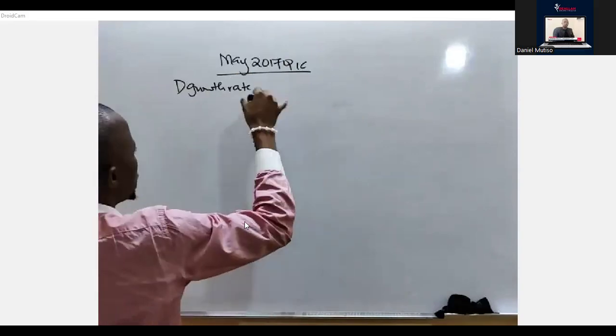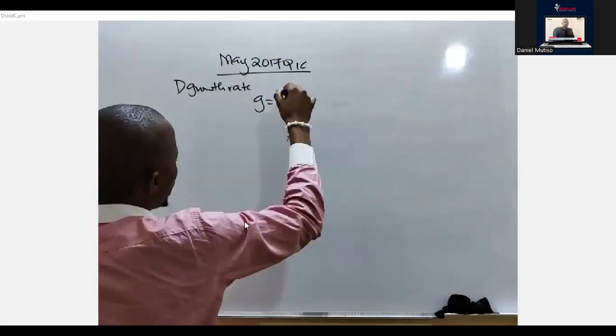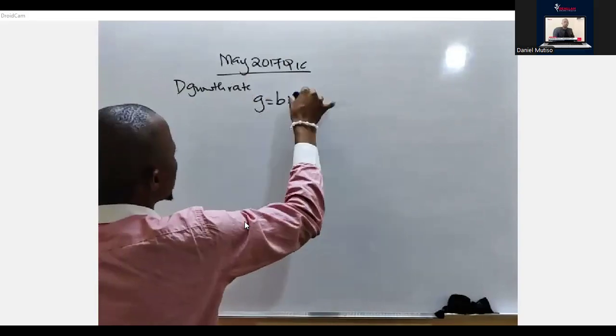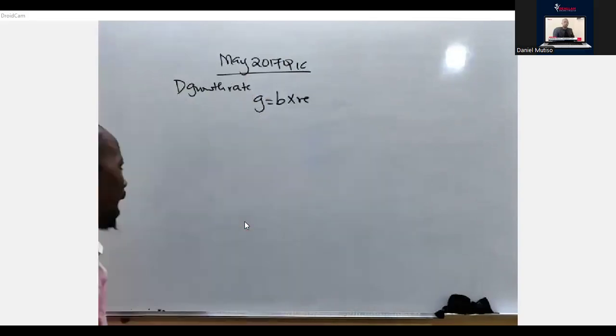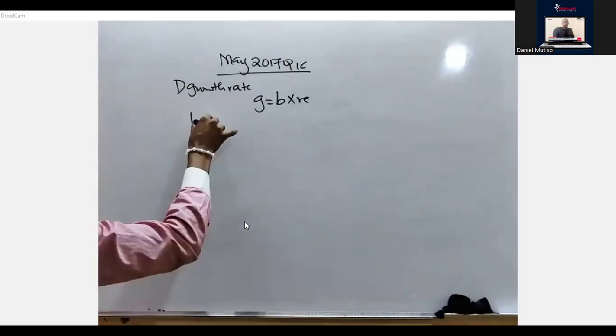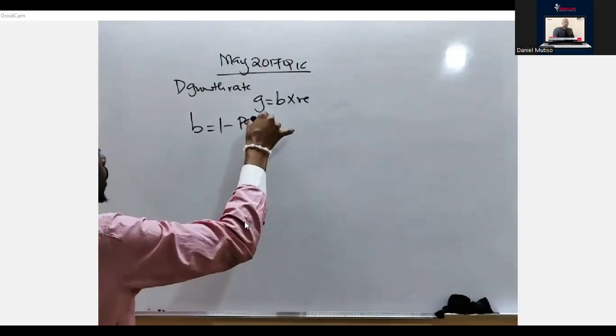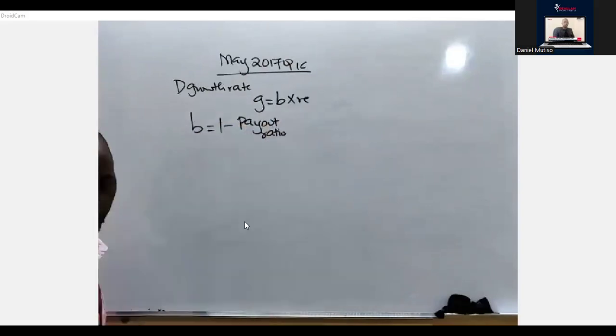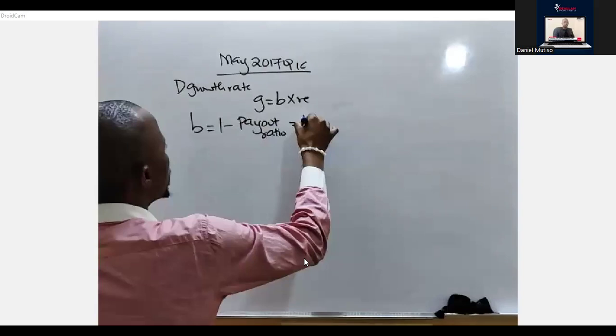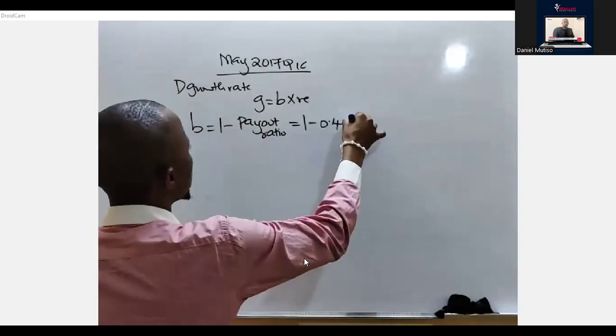we are going to be using b times RE. To get our b, we normally take 1 minus the payout ratio. When I look in note number 2, the firm adopts 40%. So this will be 1 minus 0.4, getting 0.6.